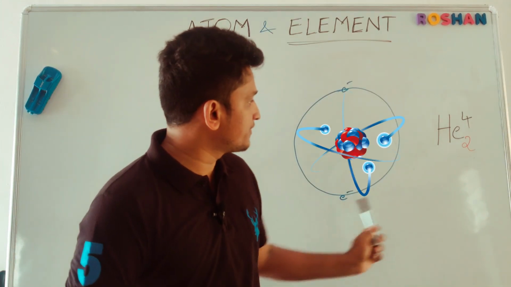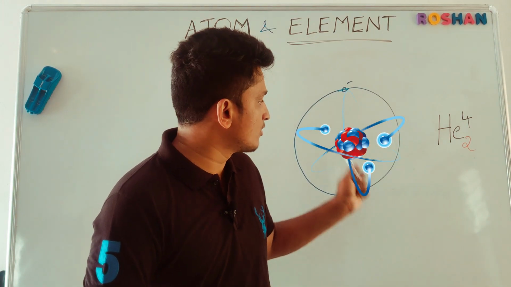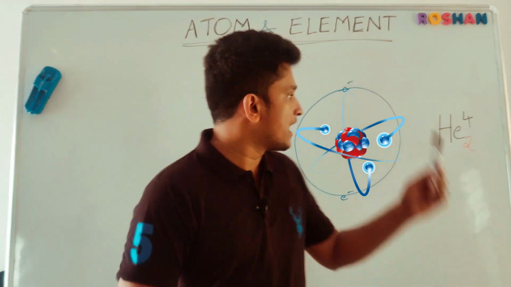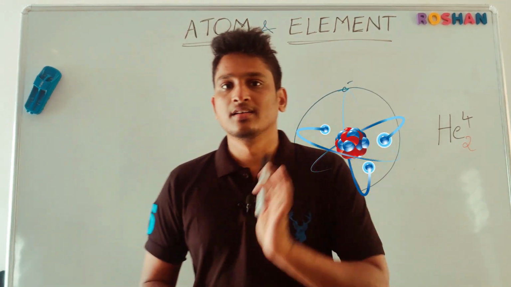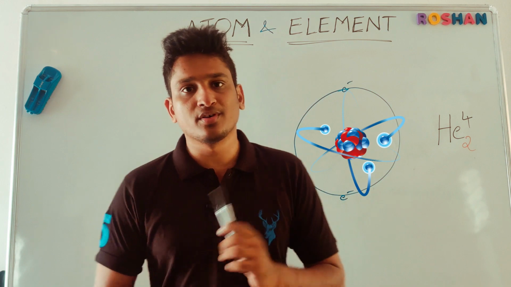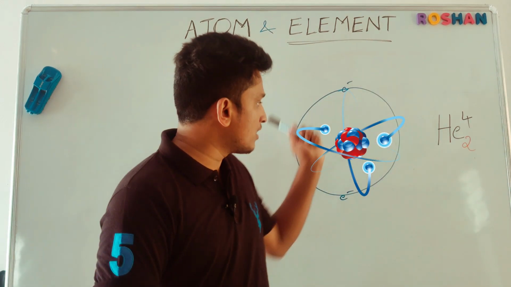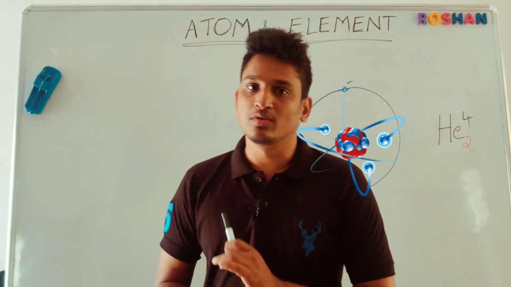You can see the structure of the atom also. Protons and neutrons are located at the center part of the atom, and electrons revolve around the nucleus. This is called the nucleus, protons and neutrons, and the electrons are revolving around this group of nucleons.